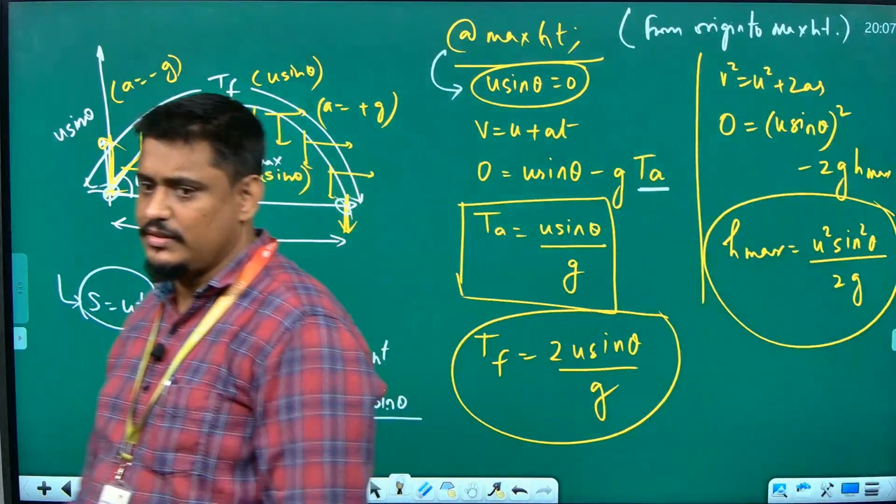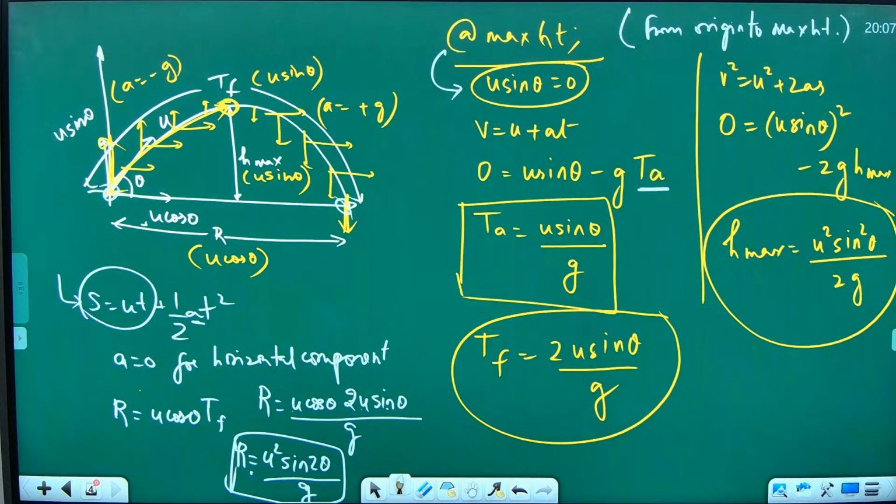Yes. The final velocity is the u sin theta component, which will be 0 at the top. When you are throwing something, its velocity is u sin theta, reducing, becoming 0. I am talking only from this starting point to the maximum height. Starting point is u sin theta, maximum height is 0. Once again from 0 it starts increasing, becoming u sin theta. U cos theta remains the same throughout. U sin theta decreases, becomes 0 and once again increases.